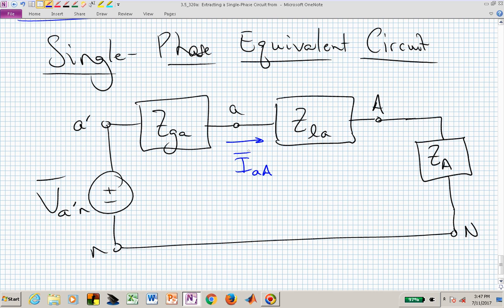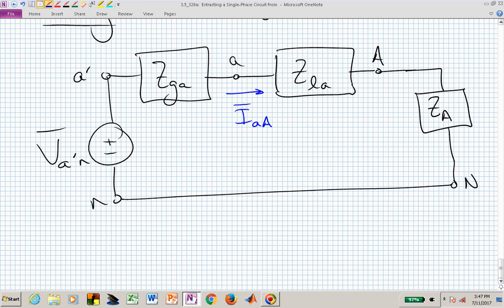form a balanced set. So if I can now find I sub AA, then I know what I sub BB is and I sub CC is. Obviously, I'll need to know what the phase sequence is. Is it a positive phase sequence or is it a negative phase sequence? But once I know that, once I've determined one of these, I can just find the other two quite easily.